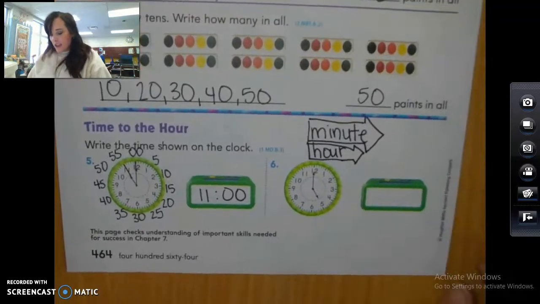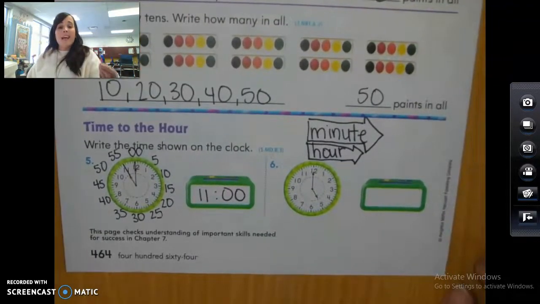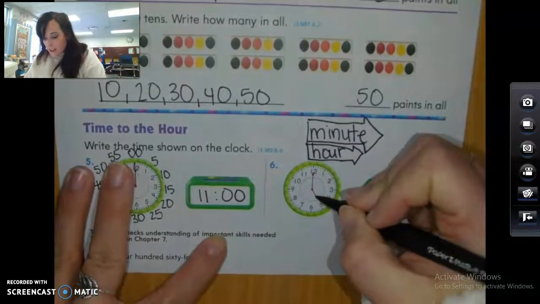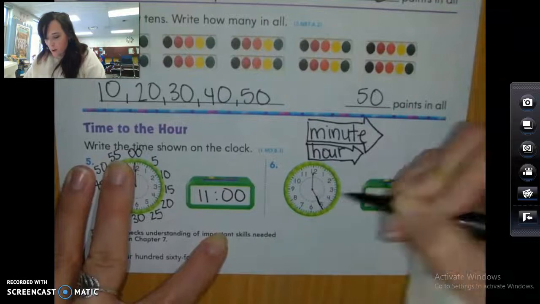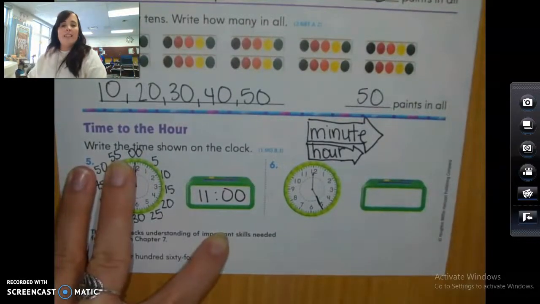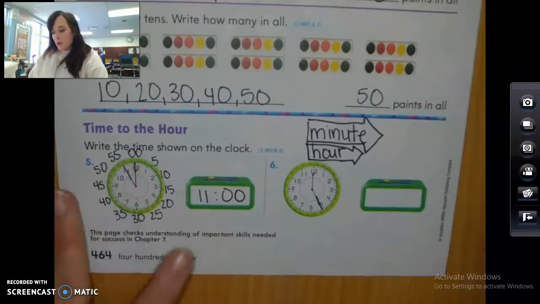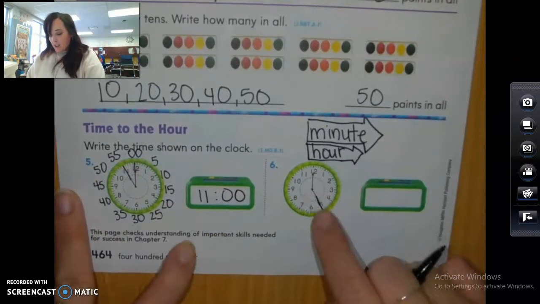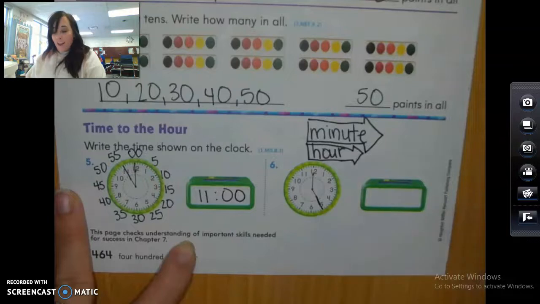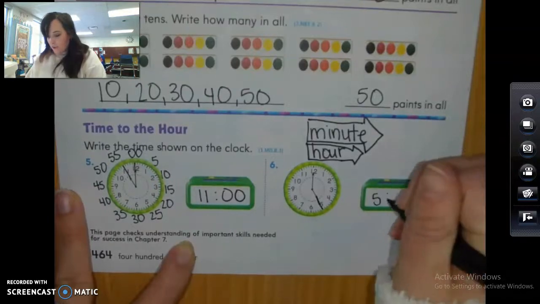Number 6, let's try it again. So again, the minute hand is the long hand and the hour hand is the short hand. So we're going to start out looking at the hour hand. So we're going to look at the short hand. And just like I did before, I'm going to make that hour hand go all the way to the edge of the clock. That way I can see really easily where it's pointed to. So that hour hand is pointed to where? The 5. So the hour is 5.